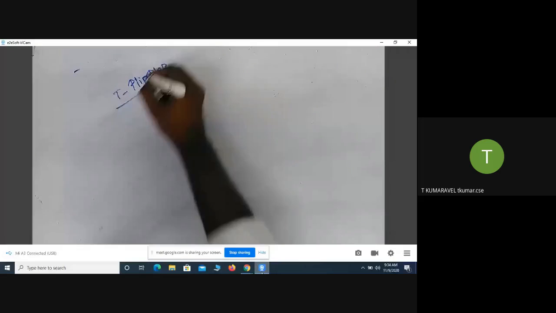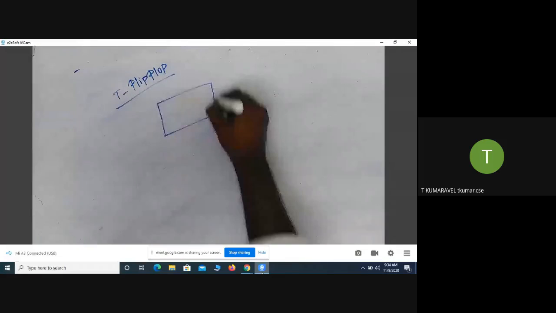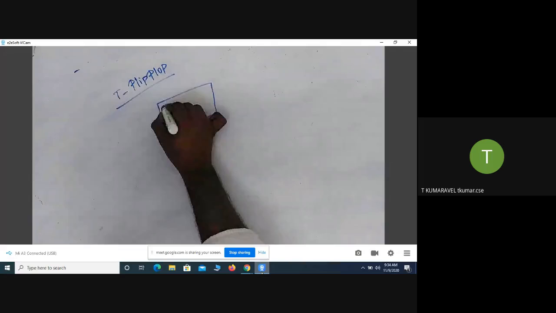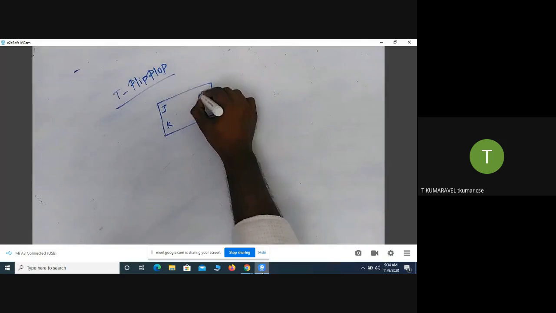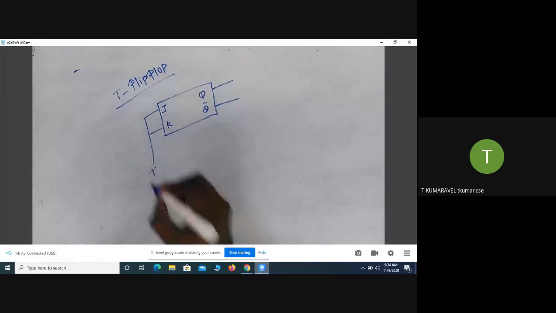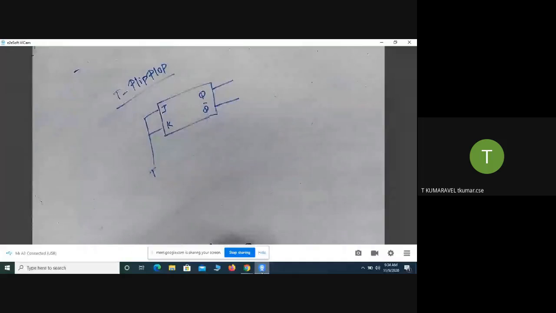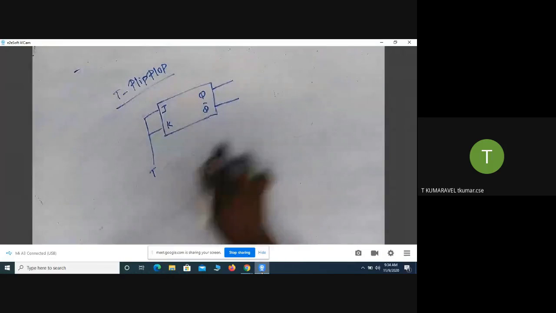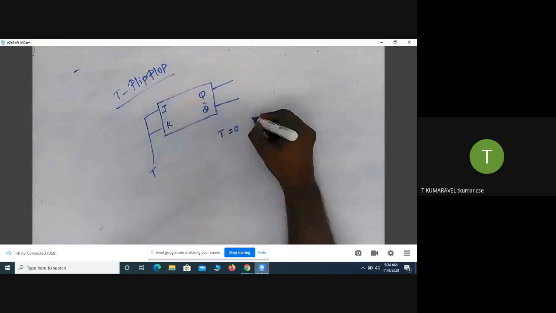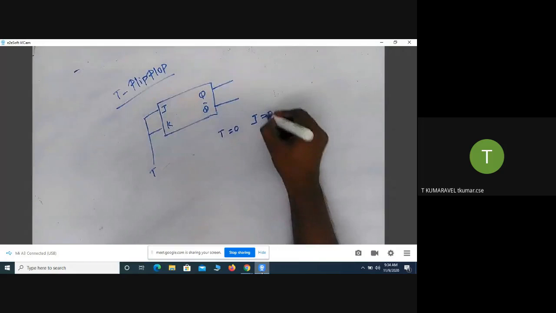This is the specification for the T flip-flop, with outputs Q and Q bar, and input T. What is the meaning? If the T value equals 0, it means J equals 0 and K equals 0. If the T value equals 1, it means J equals 1 and K equals 1. That is the behavior of the T flip-flop.